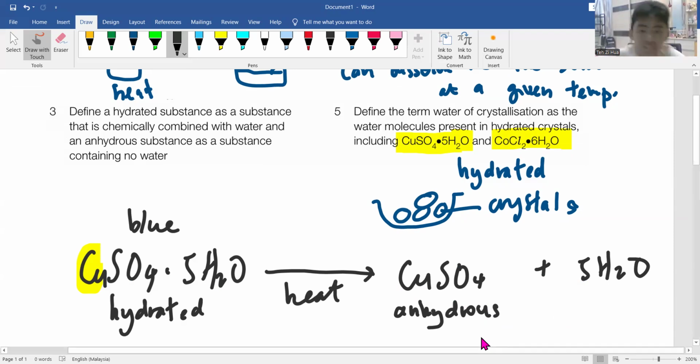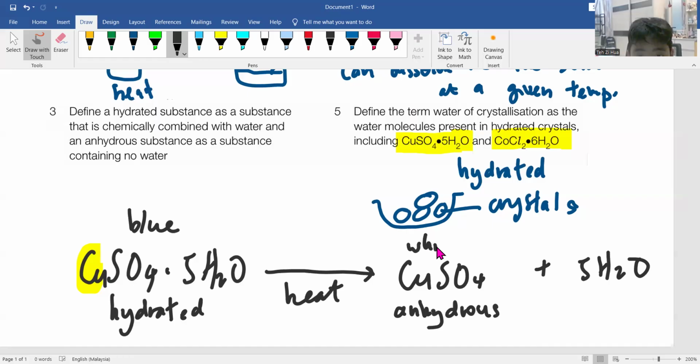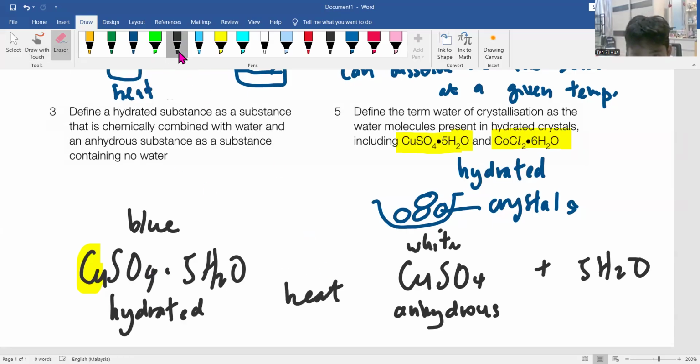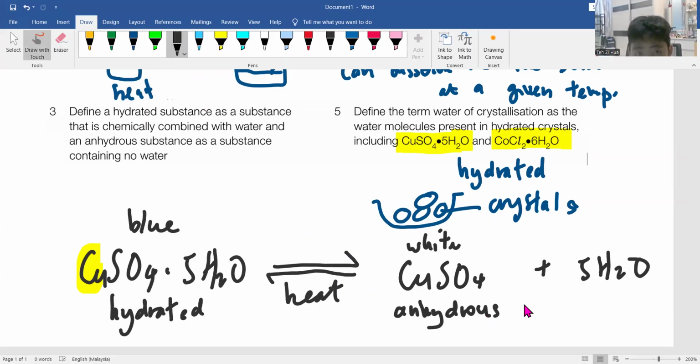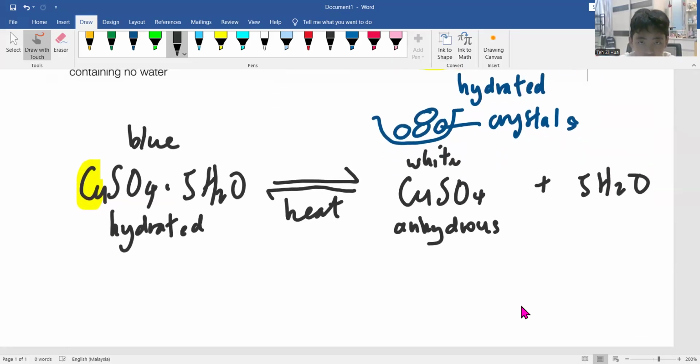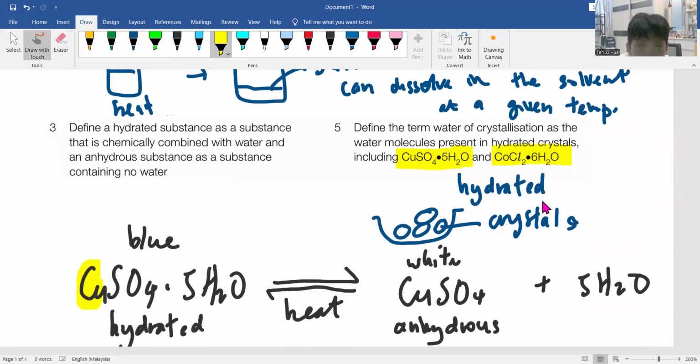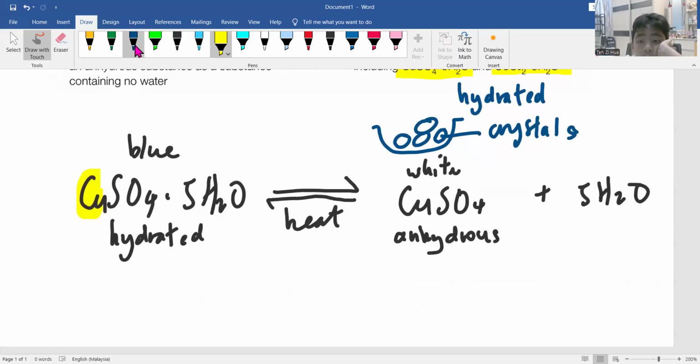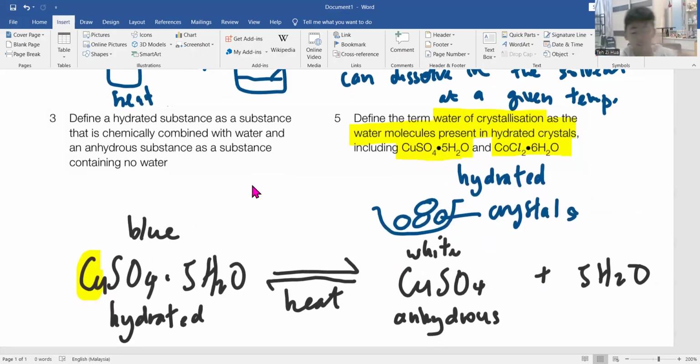Okay, anyway, this is anhydrous and anhydrous is white. Okay, if I add water back to the anhydrous, will it change back to hydrated? Yes, right. So if you add water, it will change back. So this reaction is reversible. And this is also how we test the presence of water. Okay? So you need to know that this 5H2O is called water of crystallization. The water of crystallization is water molecules present in hydrated salts. Okay? Can you write this down, please? Okay.